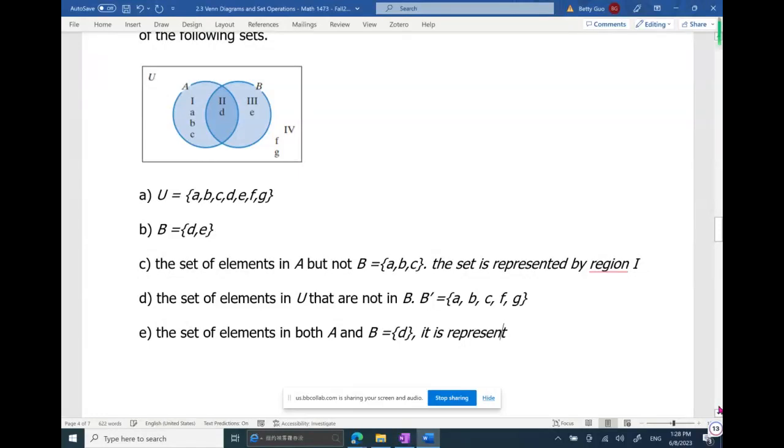It is represented by region 2. Okay, region 2 is the common part of A and B.